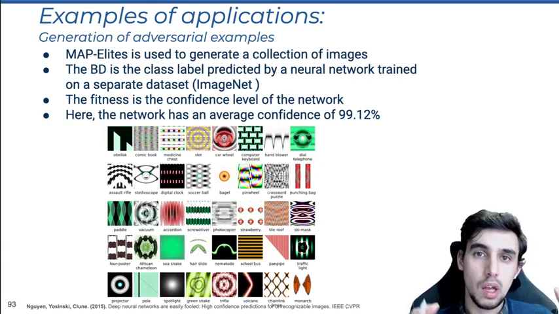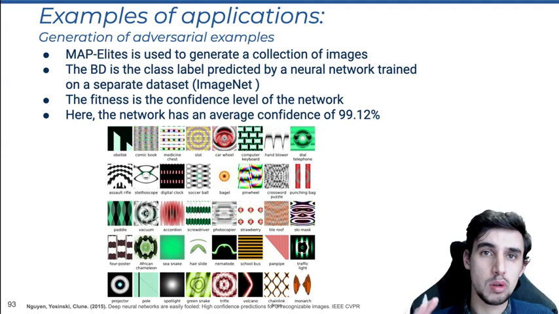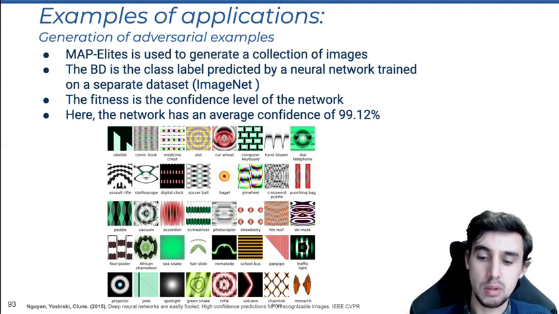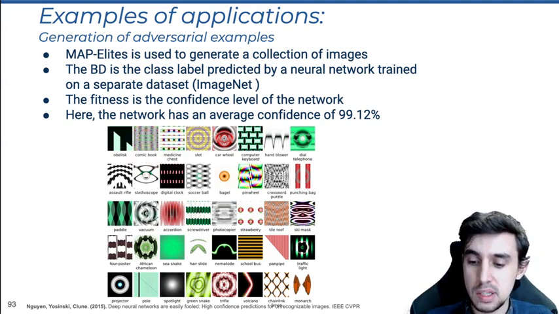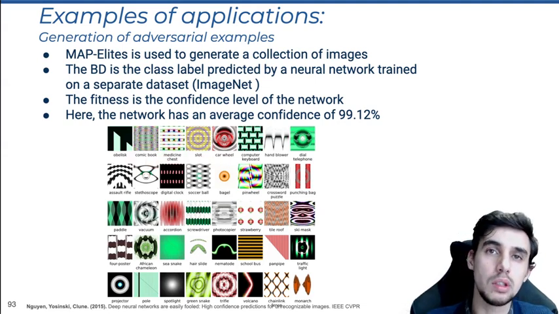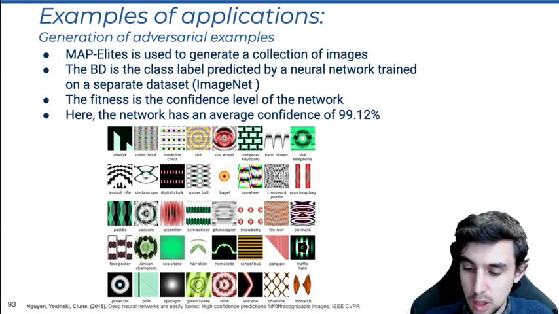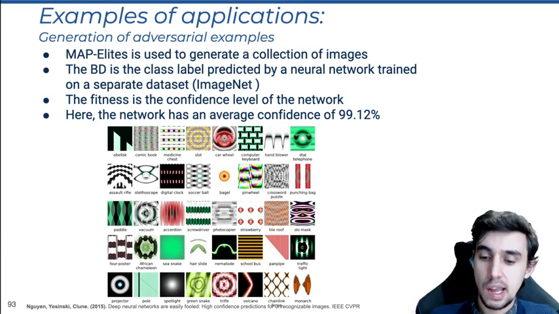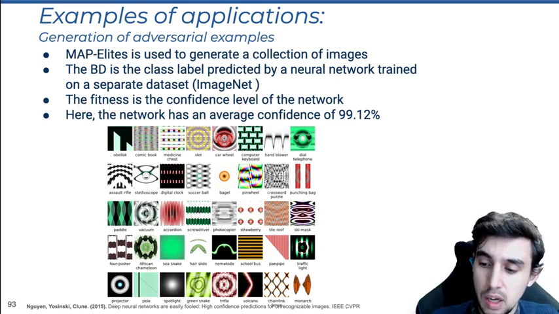So it's a neural network that is pre-trained on a classification task in order to recognize different objects in the data set. It is typically used to recognize obelisks, comic books, medicine chests, slots, car wheels, and a lot of different classes like bagels, school buses, and so on. So it's a very famous and challenging data set. And the fitness that they use in this experiment is the confidence level of the network.